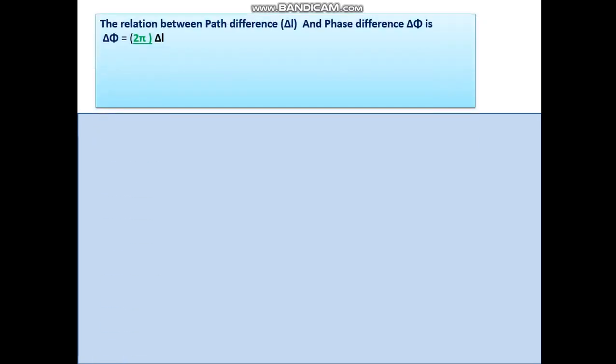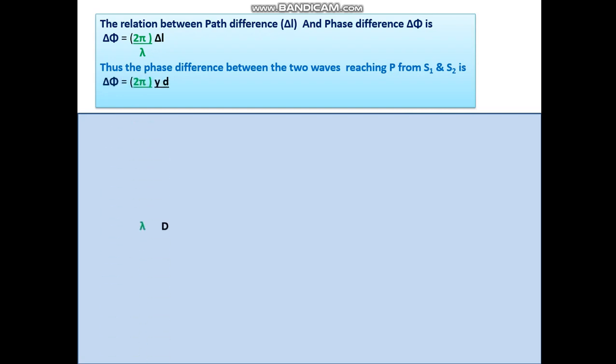The relation between the path difference delta L and the phase difference delta phi is delta phi is equal to 2 pi by lambda into delta L. Thus, the phase difference between the two waves reaching P from S1 and S2 is delta phi equal to 2 pi by lambda into yd by D. We substitute for delta L as yd by D.